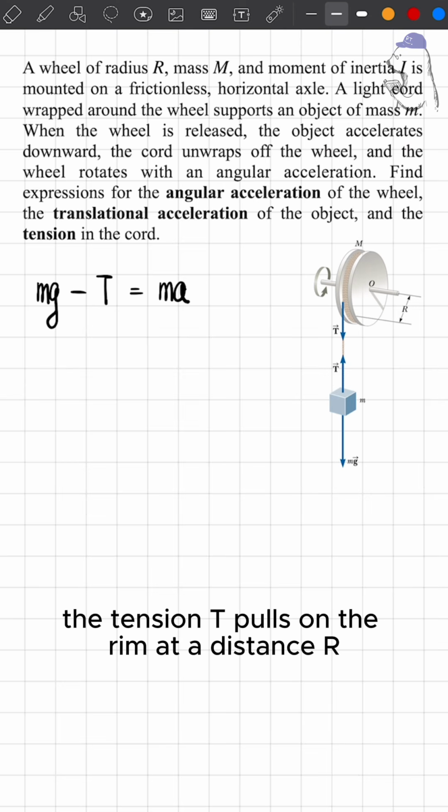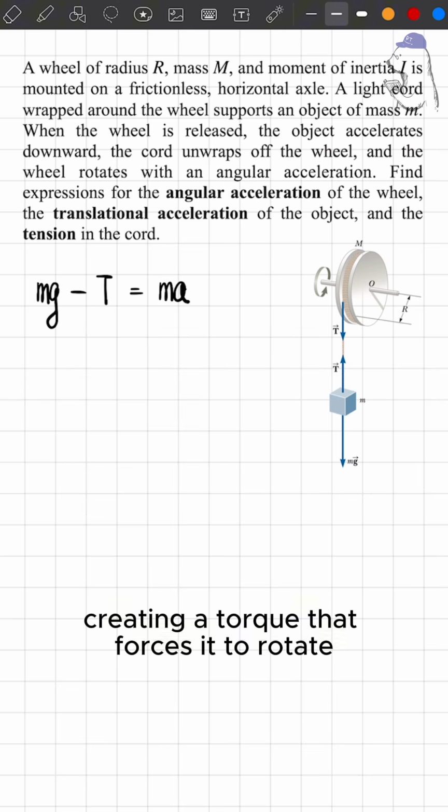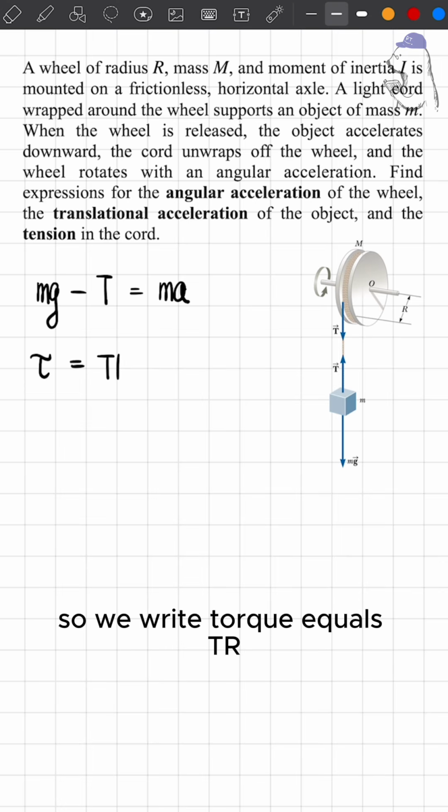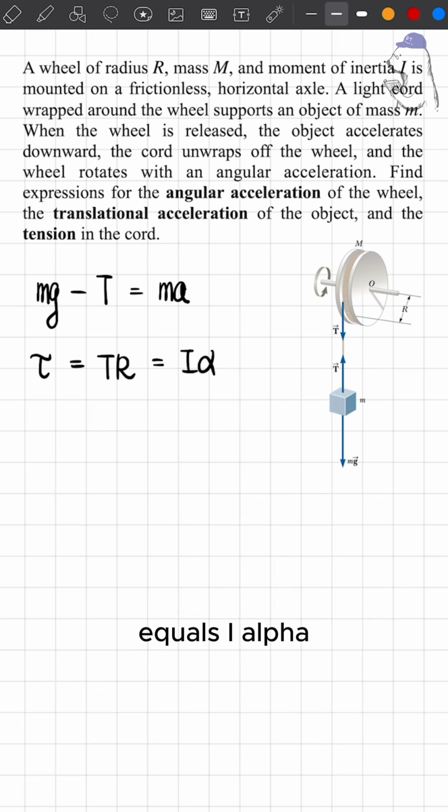The tension T pulls on the rim at a distance r, creating a torque that forces it to rotate. Torque is just the rotational cousin of force, so we write torque equals Tr equals I alpha.